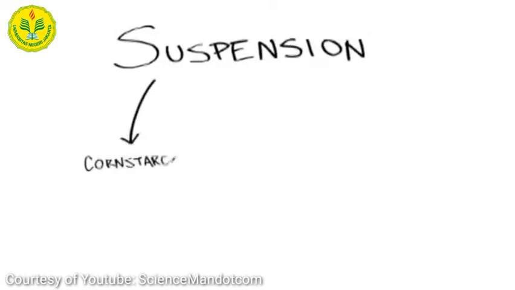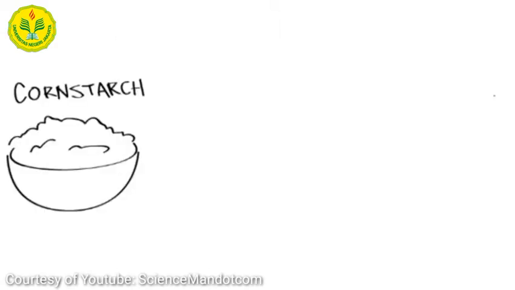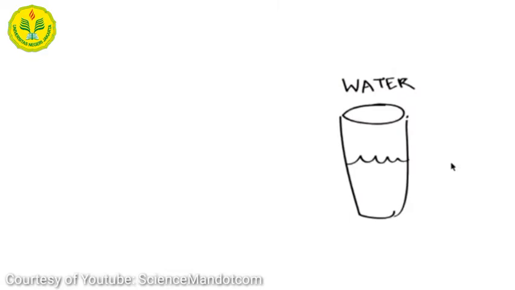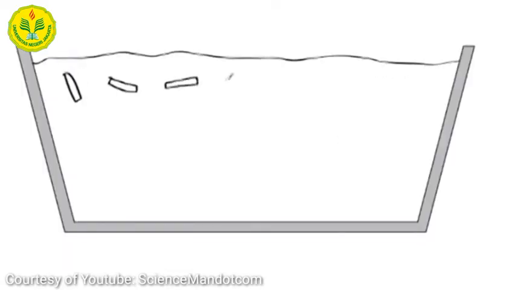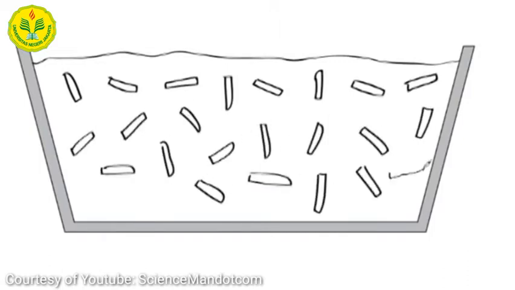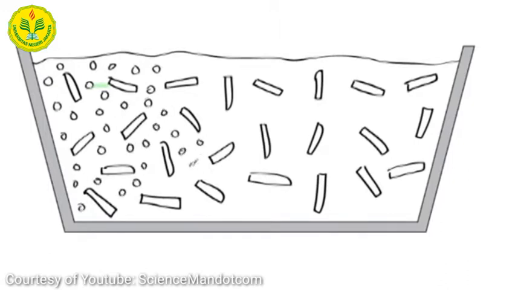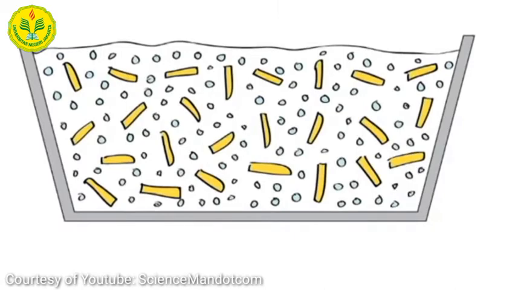Cornstarch and water form a suspension mixture, with a solid dispersed into a liquid. The starch grains remain intact rather than dissolving. Cornstarch is a large blocky molecule, and water is a much smaller, rounder molecule than cornstarch. When we combine these two, we get a suspension. Each cornstarch molecule is surrounded by water molecules. As you can see, the water molecules are a lot smaller than the cornstarch molecules.